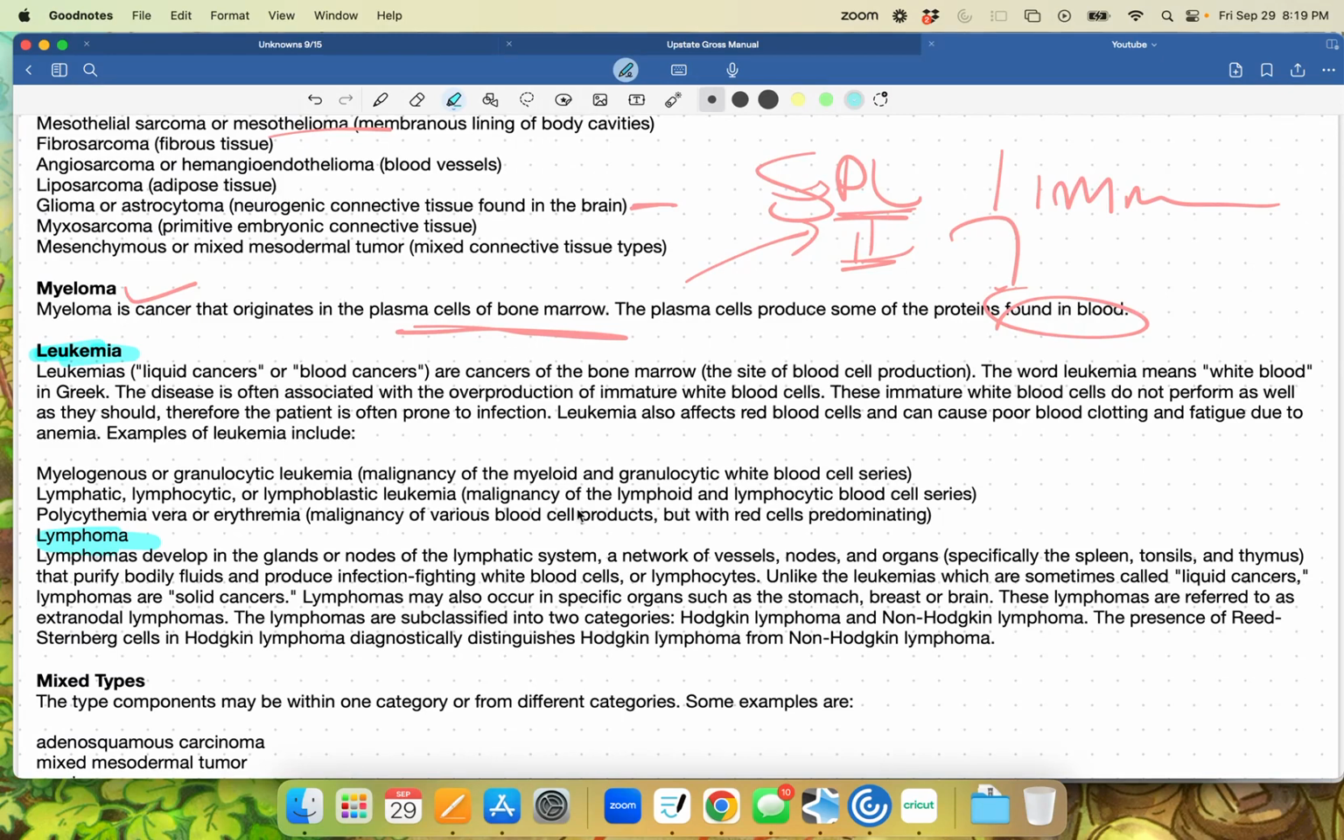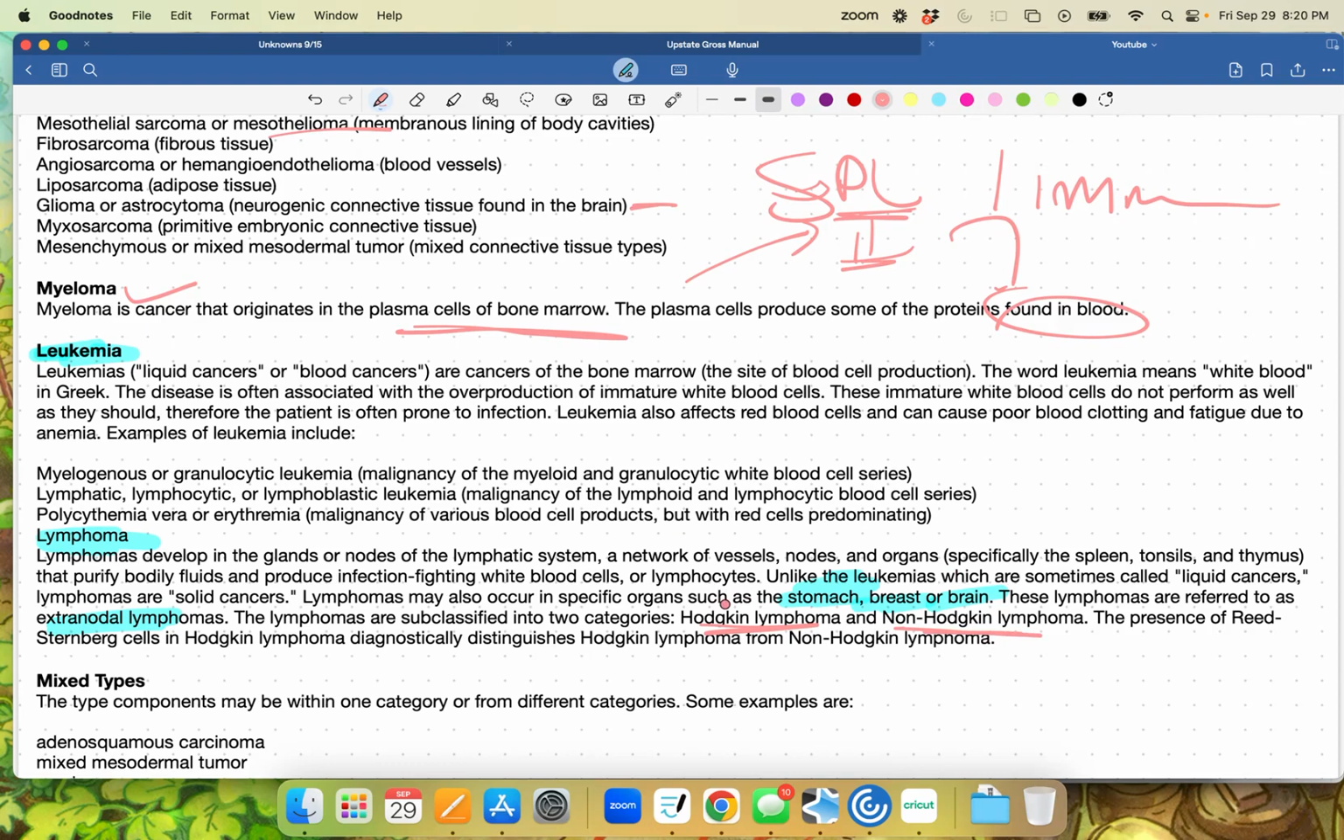And then you can also see them in areas such as the stomach, like MALT lymphoma, and you can see it in the breast as well as the brain, like CNS lymphoma. These are extranodal lymphomas, the ones that I mentioned towards the end. And then the last thing that you have to know about lymphomas, which makes it even more confusing, is that there are different subtypes of lymphoma. These are, of course, Hodgkin lymphoma and non-Hodgkin lymphoma.